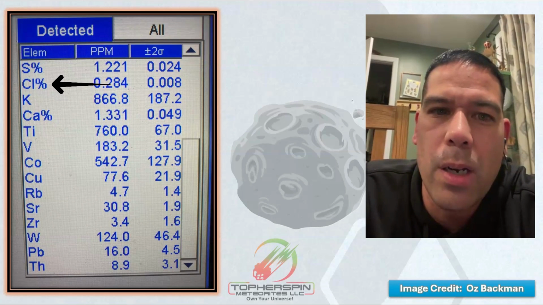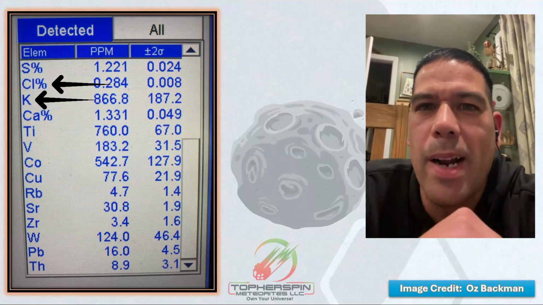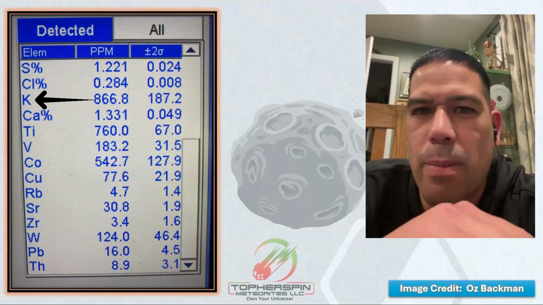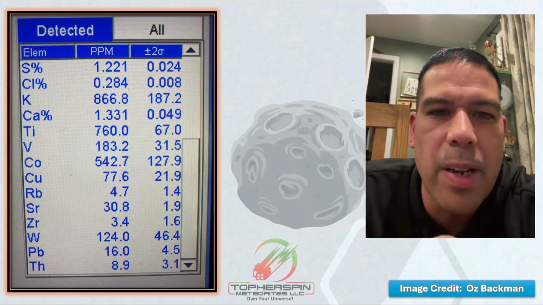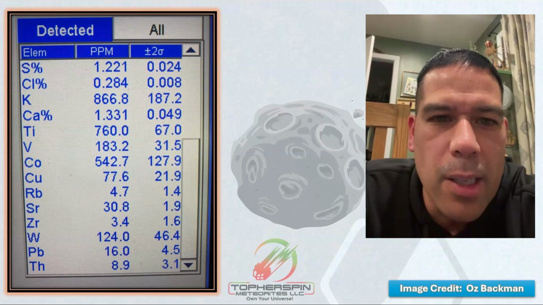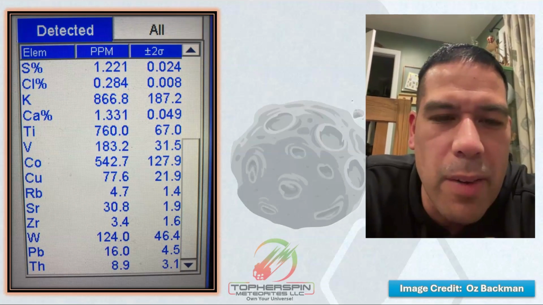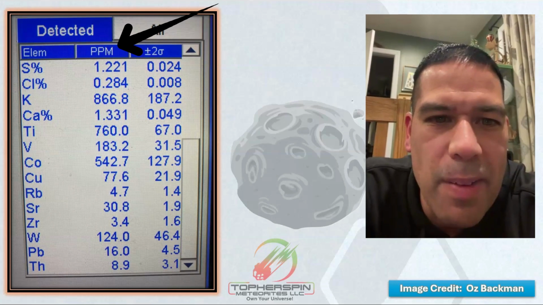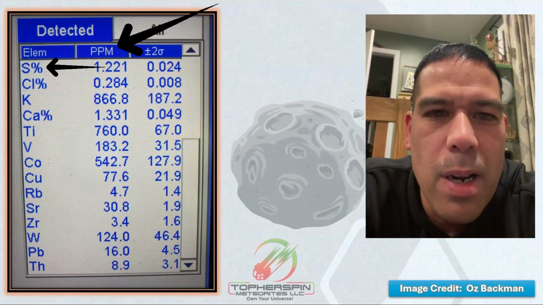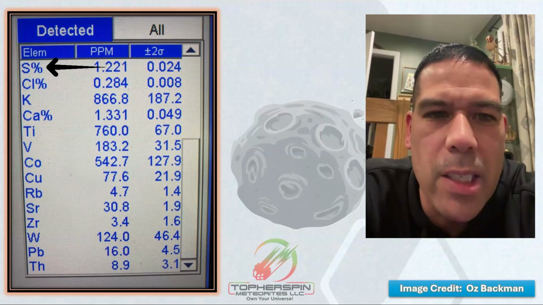You got chlorine, you got potassium in there, right? Those are light elements that, if this was the wrong machine set for metals, wouldn't be showing up. And this goes back to what we looked at. So all these readings on this page, right? Even though the column says ppm, if you look at the sulfur, it's got a percentage sign next to the element.